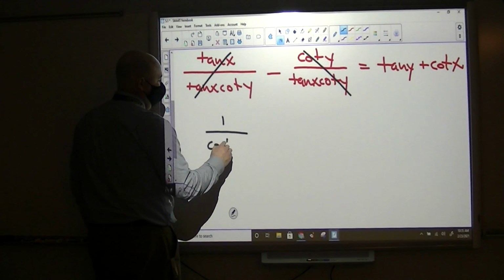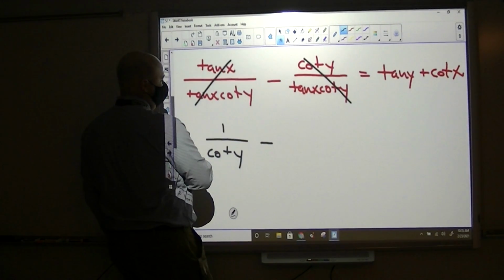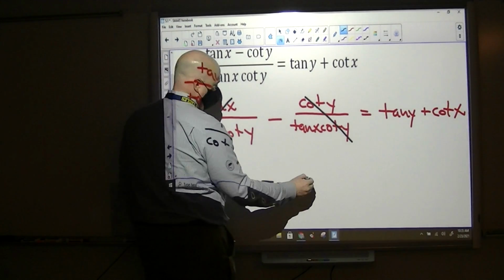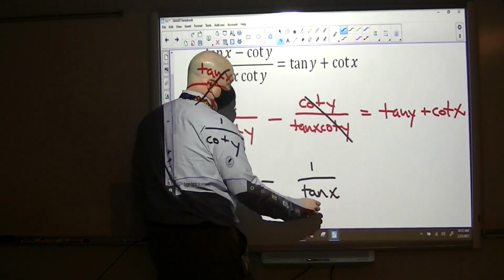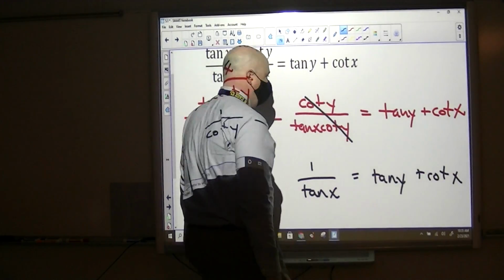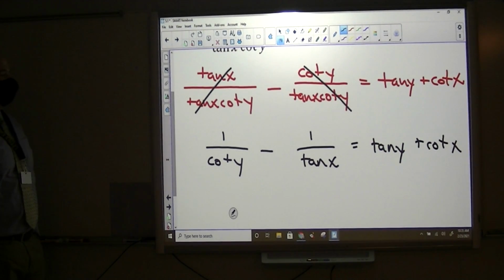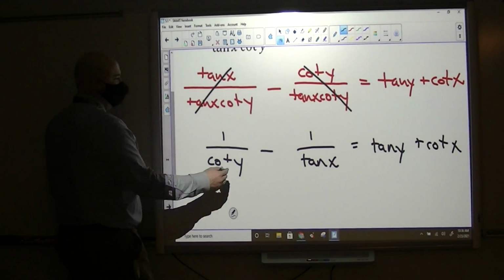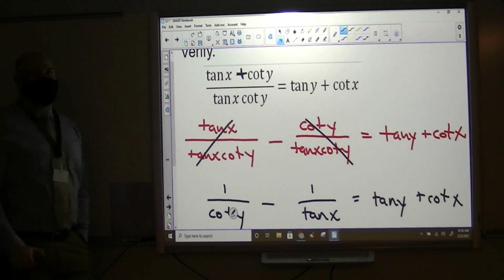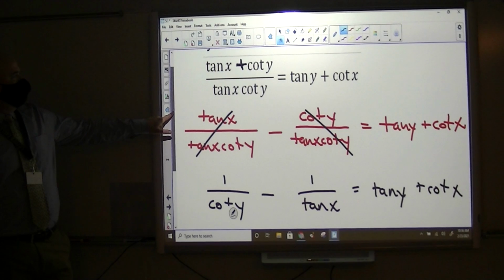So we have 1 over cotangent y, is that minus or plus? Ooh, wait a minute. I feel like that might be a typo. I think it is. Yeah, because otherwise, I don't know. Yeah, that will work. My bad. And I'm not cheating, but yeah, I think that's a typo. Sorry.